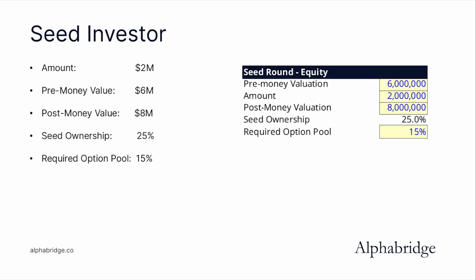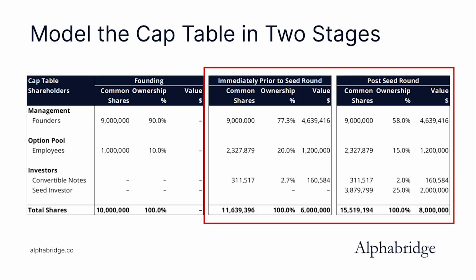Next, we have the seed investor who is looking to invest $2 million at a pre-money value of $6 million. He wants to end up with a 25% equity stake in the company and requires the option pool to be 15% upon closing. Now that we have laid out the terms of each investor, let's proceed to build out the cap table. To better understand how convertible notes work, we will build out the cap table in two stages.